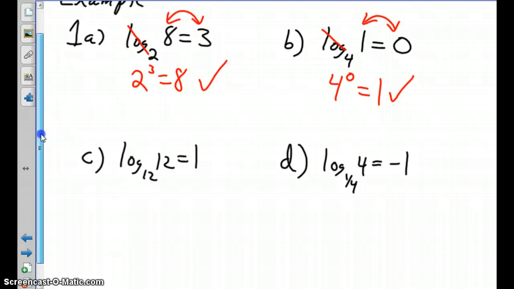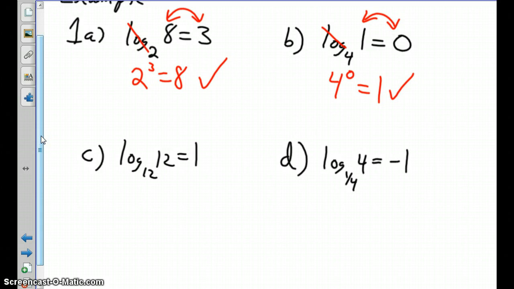Okay, let's go to C. Same thing. What's the first step? Drop the log. What's the next thing? Switch places, right? So you're going to write down 12 to the first power equals 12. Is 12 to the first power equal to 12? Yes, it is. That's a true statement.